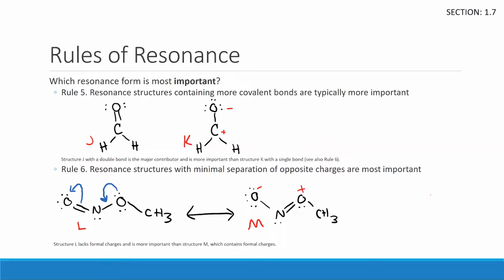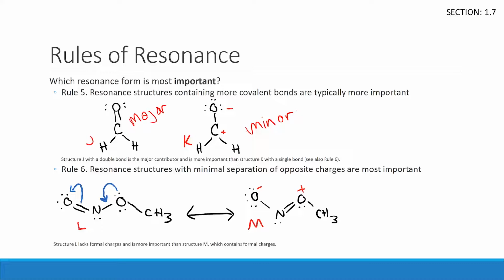Between our structures J and K, you can see that J has more covalent bonds. It has a double bond and 2 single bonds, whereas K has just 3 single bonds. So in this case, our major resonance form would be J, and the minor resonance form would be K. They're both valid forms. They both can be considered. It's just that J is the more important resonance form.